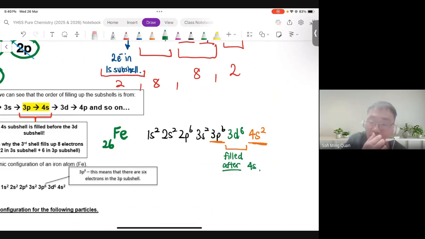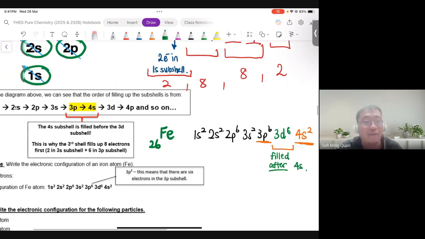So this is how we write the electronic configuration for an iron atom. 1s2, 2s2, 2p6, 3s2, 3p6, 3d6, 4s2. Now, there are some questions about what the subshells visually look like. That is actually on the next page. So we will deal with what the subshells look like on the next page. But in the meantime, this is time for you to practice.